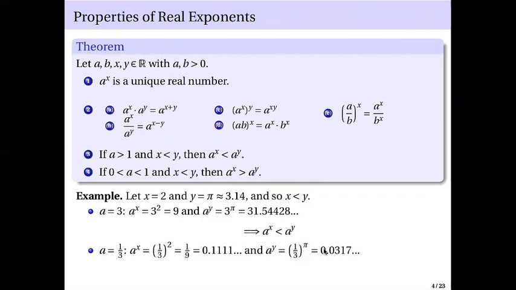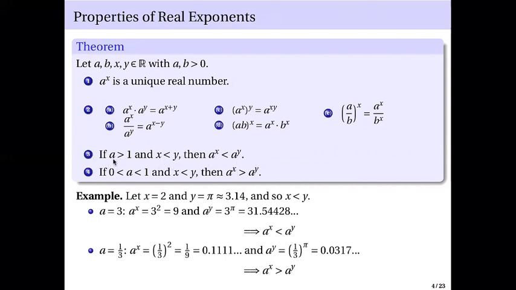If you calculate this, you will get 0.0317, blah, blah. And of course, 0.03 is less than 0.11. Think of this as 0.11, while this one here is 0.03. Okay? So we have the conclusion, a to the x greater than a to the y. So we have verified, at least using this example, number 4 and number 3 of the theorem here. But this is true in general.